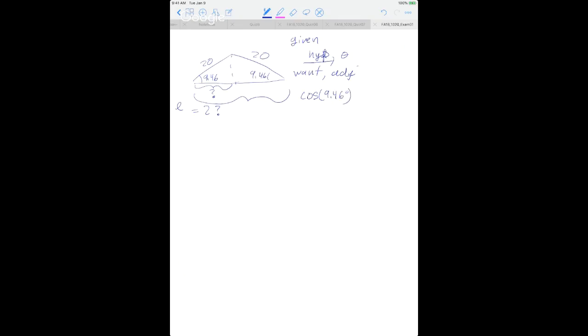Okay, so cosine 9.46 degrees is the same thing as, we'll call it question mark divided by 20. So then question mark is equal to 20 times cosine 9.46. 20 times cosine 9.46, and that's 19.73.